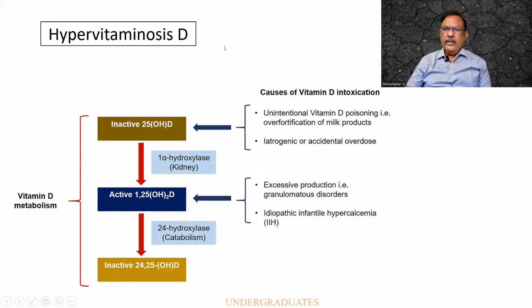There is another condition called hypervitaminosis. Whenever there is a deficiency, there can be an excess. The increase in the vitamin D can be because of unintentional poisoning, over intake, milk products, etc. Iatrogenic, there can be an accidental overdose. So you find that the inactive 25 is converted to active 1,25, and later on, this is the metabolism by which it is getting inactivated.